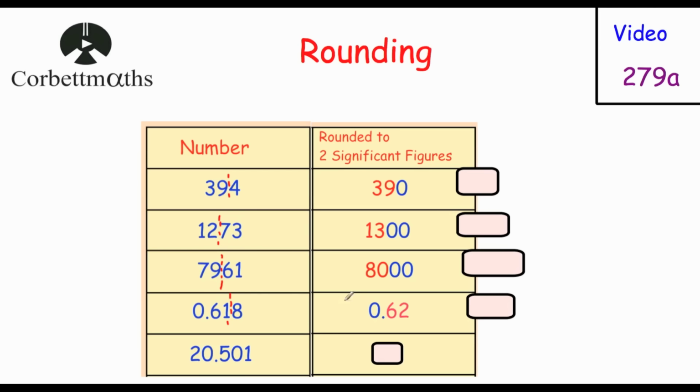And finally, we've got 20.501, and we want 2 significant figures. Now, because we've got the 2 at the front, this 0 is significant, so we're either going to have 20 or 21. Because it's 20.5, we're going to round up, so our answer would be 21. And that's it. So we've rounded these numbers to 2 significant figures. And if you want more practice, video 279A in Corporate Maths will go through that.